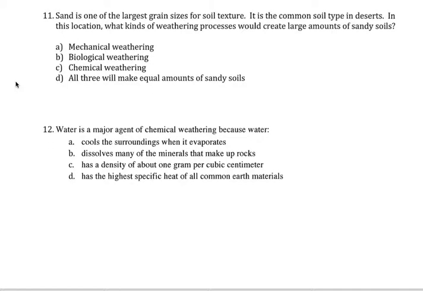Number 11, sand is one of the largest grain sizes for soil texture. It is the common soil type in deserts. In this location, what kinds of weathering processes would create large amounts of sandy soils? So A, mechanical weathering. B, biological weathering. C, chemical weathering. D, all three will make equal amounts of sandy soils.